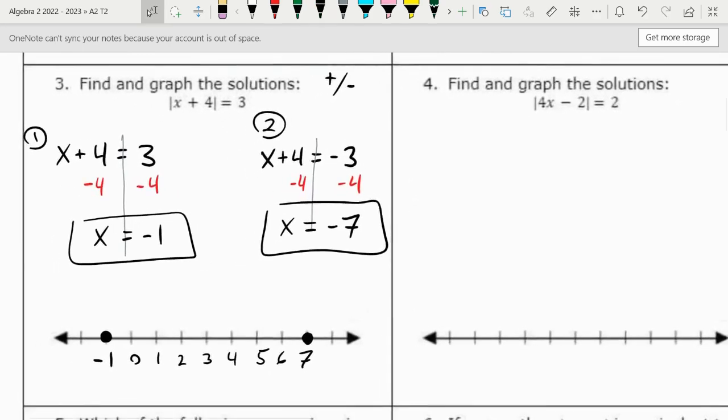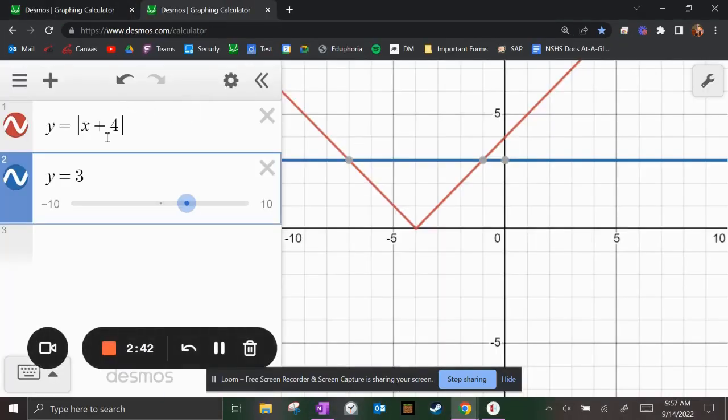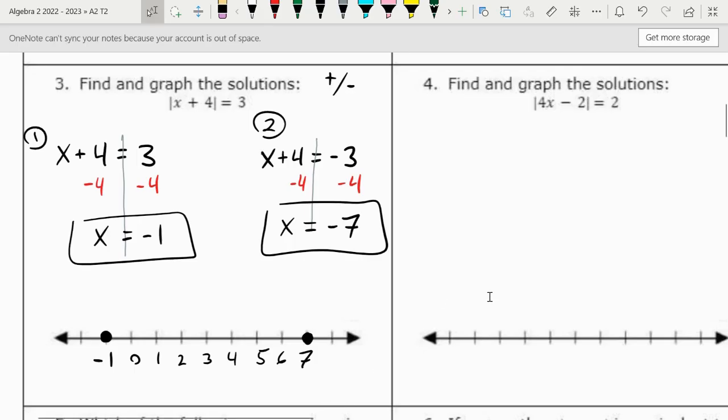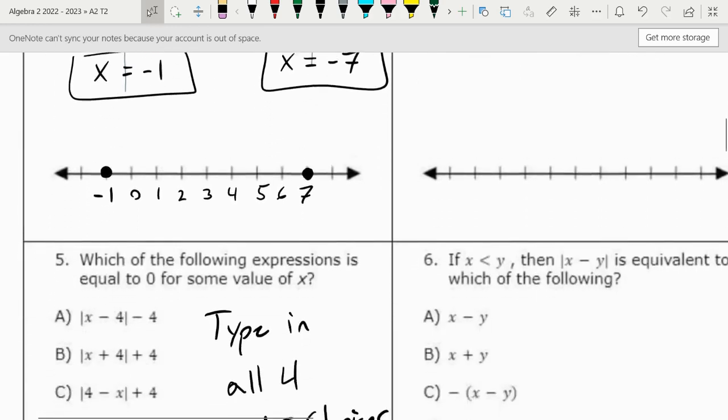You can do number 4 on your own. Just please be aware that for number 3 and number 4, it is totally possible for you to just use Desmos. If you do y equals the left side and y equals the right side, you get the exact same answers that I just did, -7, -1. Okay, once again, number 4 on your own.